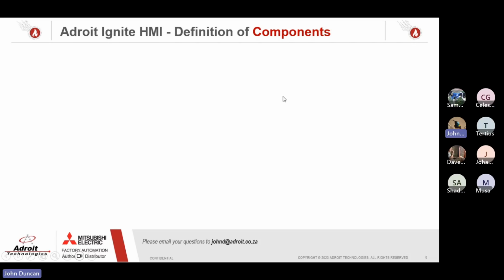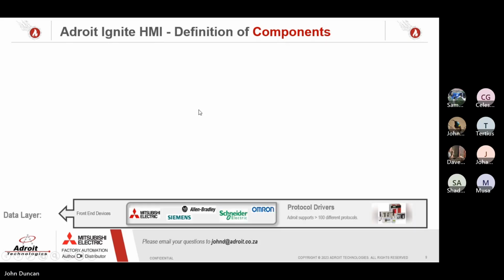Okay, so looking at the Adroit Ignite HMI software, let's have a look at the main components that make up the package. We start off with the data layer at the bottom, where you would be communicating to various front-end devices such as PLCs. And as you can see there, we talk to all the major PLCs that are available on the market, the Mitsubishis, the Siemens, the Schneiders, etc. Also IoT devices, there are over 100 different protocols that we can communicate to.